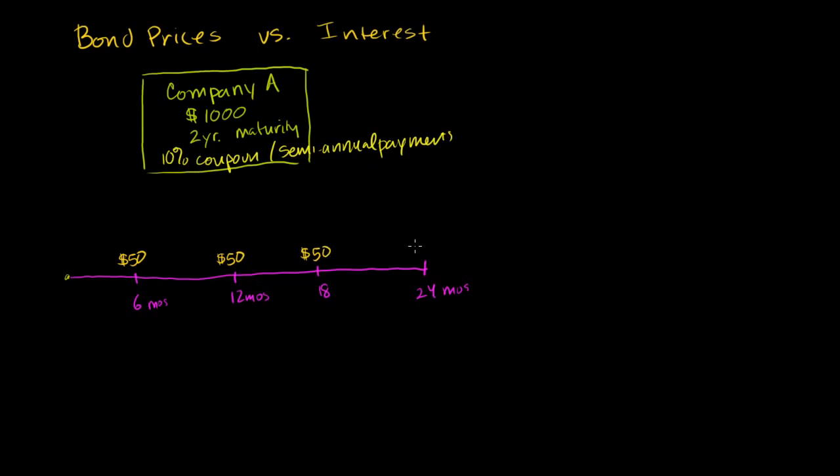$50 there. And then finally, at 2 years, we'll get $50. And we'll also get the par value of our bond. And we'll also get $1,000. So we'll get 1,000 plus $50, 24 months from today.